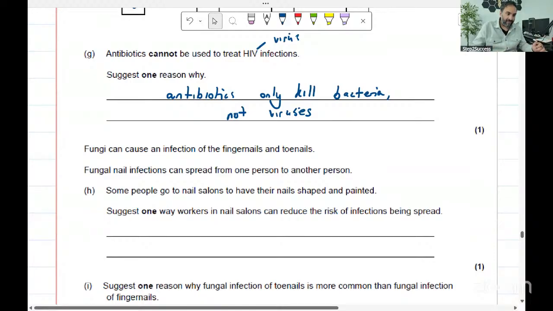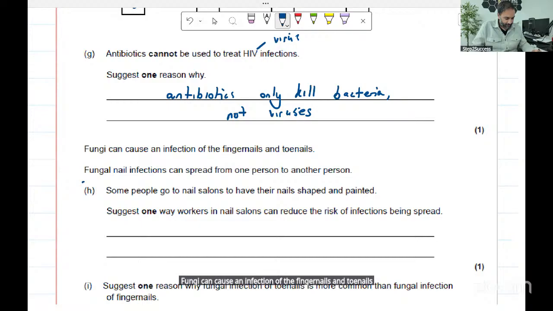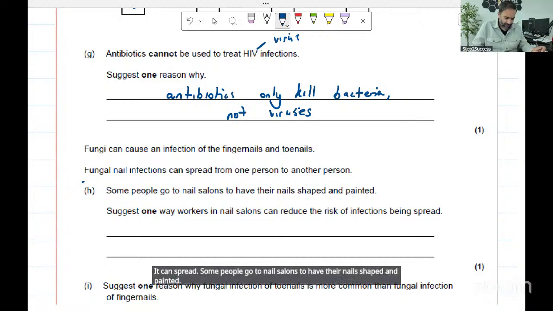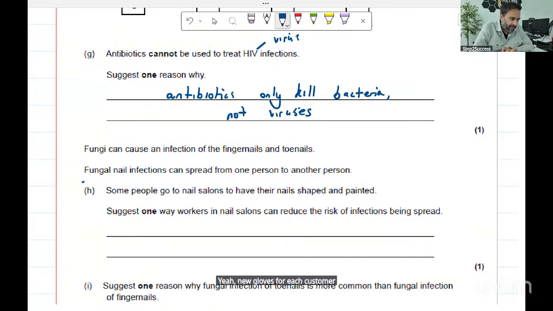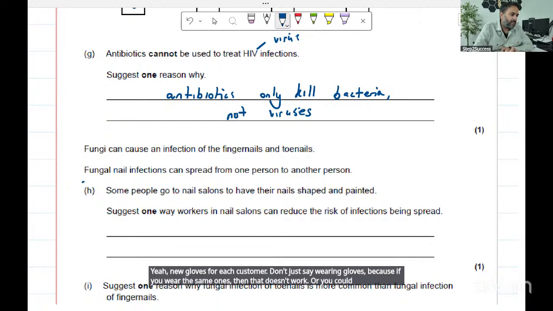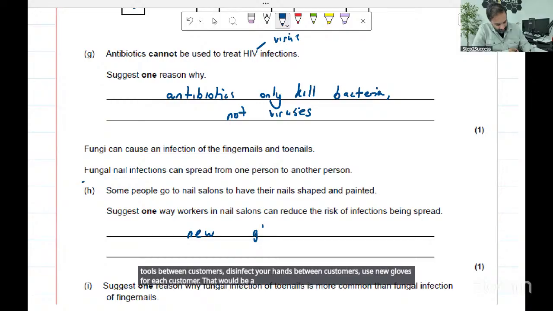Fungi can cause an infection of the fingernails and toenails. It can spread. Some people go to nail salons to have their nails shaped and painted. One way in which nail salons can reduce the risk of infection is probably by wearing gloves, I'd have thought. I feel like that's a sensible answer. New gloves for each customer. You don't just say wearing gloves, because if you wear the same ones, then that doesn't work. Or you could disinfect your tools between customers, disinfect your hands between customers, use new gloves for each customer. That would be a sensible thing to do.